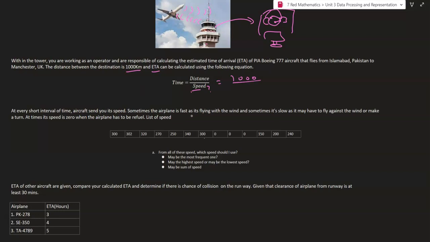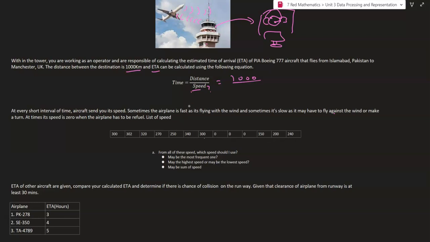And you see that sometimes it's flying fast because it's flying with the wind, and sometimes it slows down because it's flying against the wind, or it's making a turn. And sometimes the speed is actually zero as it has to refuel. And so the list of speeds that the aircraft has sent all the way to the watchtower, to your computer, are these: 300, 302, 320, 270, 250, 340, 300, 0, 0, 0. This will probably be the area where it's refueling. 150, 200, and 240.